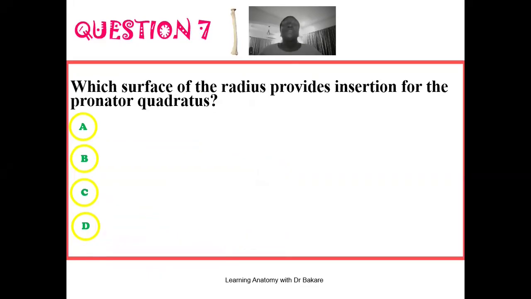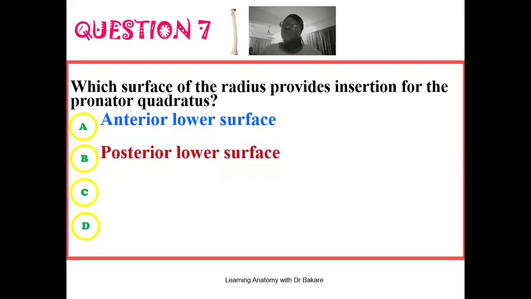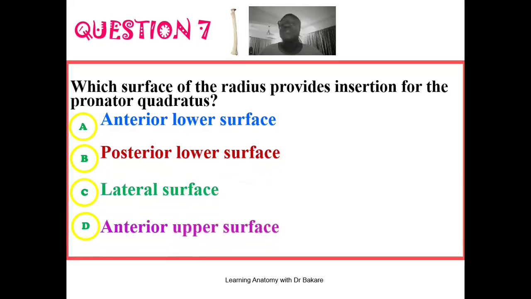Now let's move to the seventh question, and this reads that which surface of the radius provides insertion for the pronator quadratus? Is it the anterior lower surface? Is it the posterior lower surface? Is it the lateral surface, or is it the anterior upper surface? The correct answer here is the anterior lower surface. We already also highlighted this in our previous lecture on the muscular relations of the radius. You can go and check that lecture up to keep yourself updated.